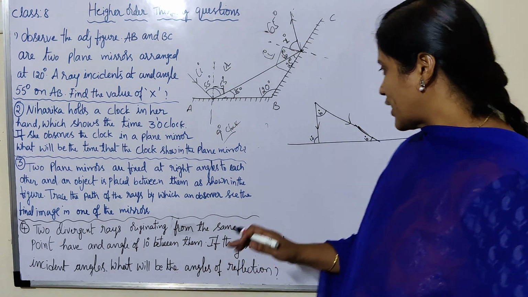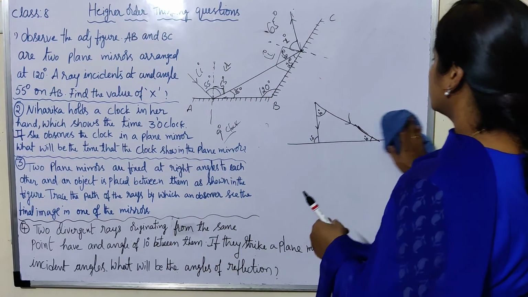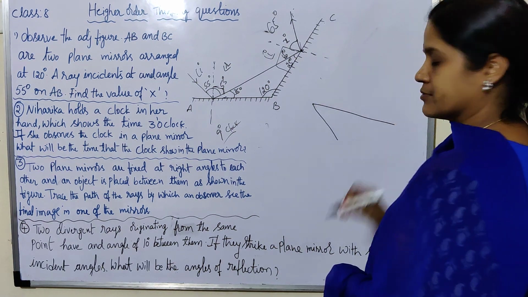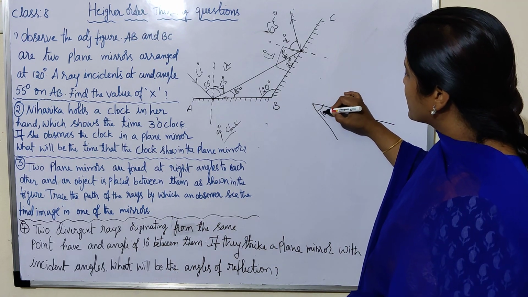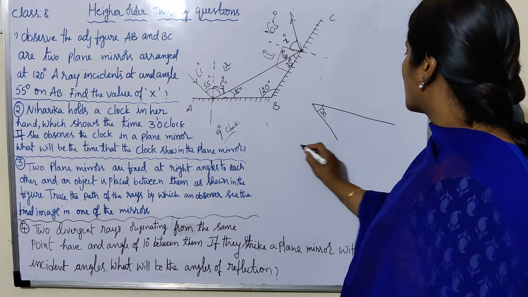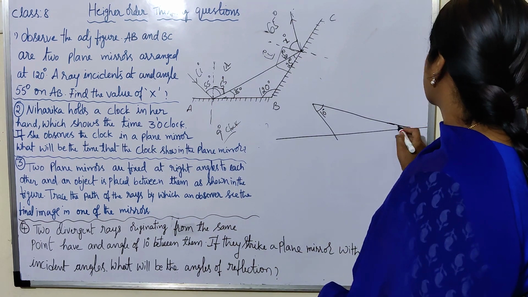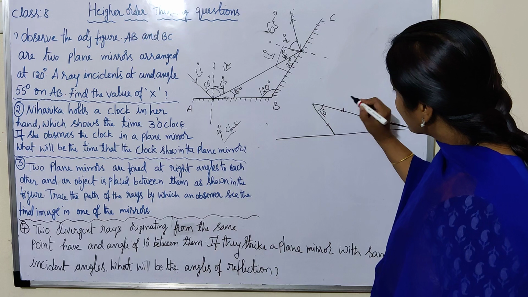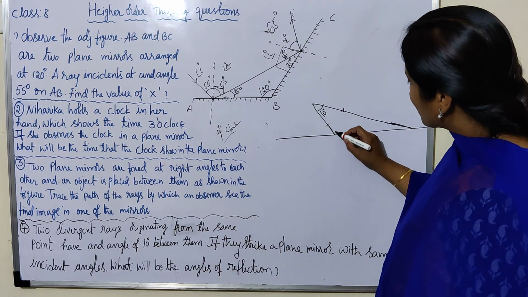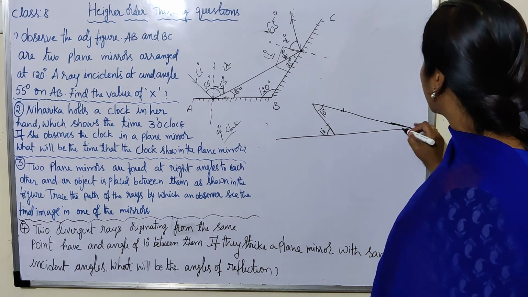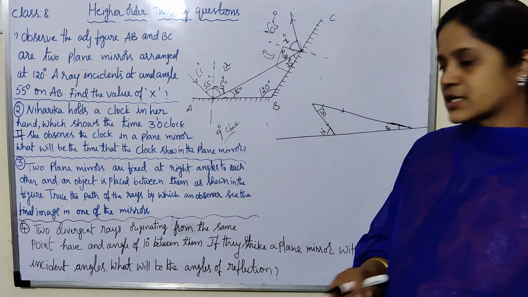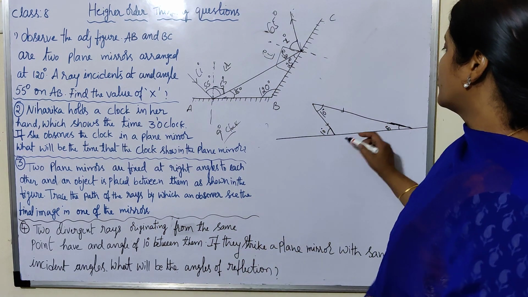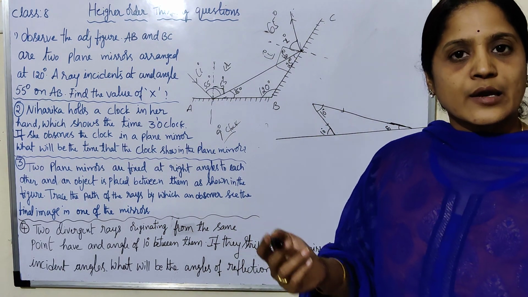Once again, I will explain. From one point, two rays are diverging. When they are diverging, the angle between them is 10 degrees. And these two rays are falling on a plane mirror like this. When they are striking on the plane mirror, this is the incident ray. So for the plane mirror, the angle it makes is the same, 10 degrees only. Then what will be the angles of reflection? So for these rays, you find out the angle of reflection.